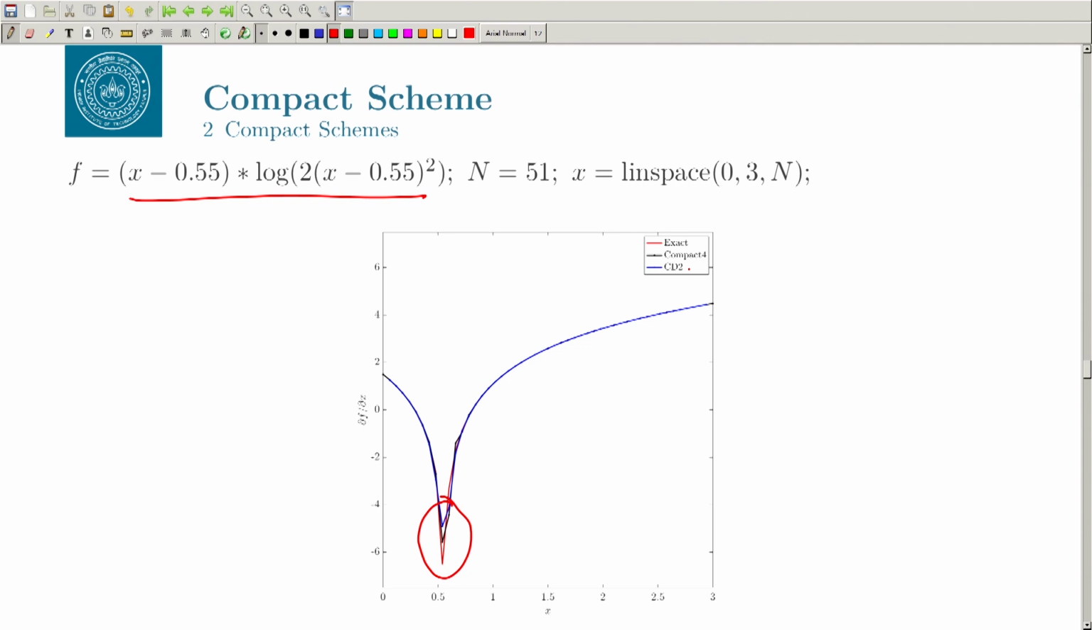So, in the next class we will see how we can use this compact scheme to get even higher order derivative approximations. And we will also look at some of the difference schemes for non-uniform meshes.